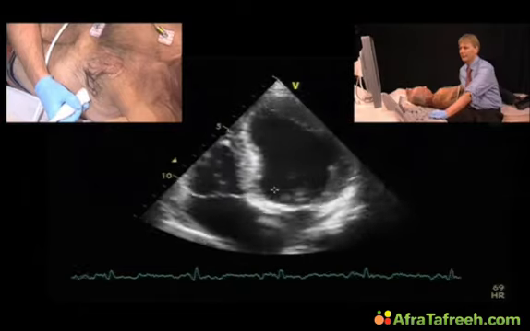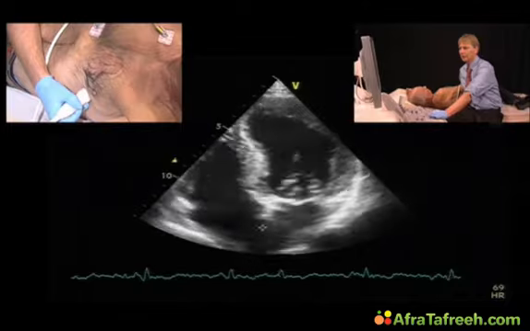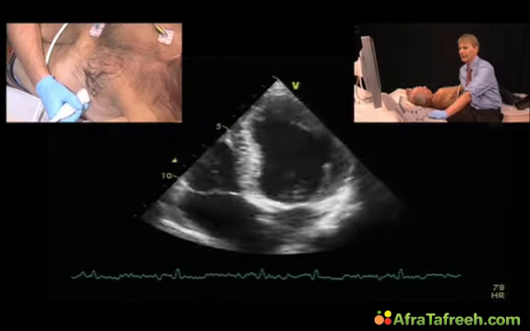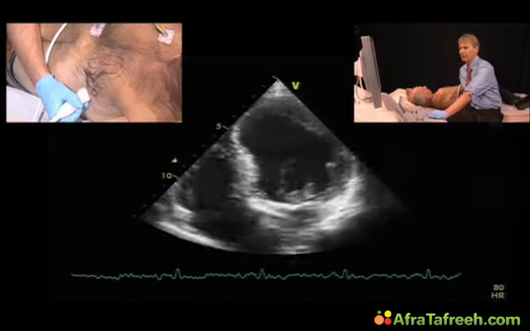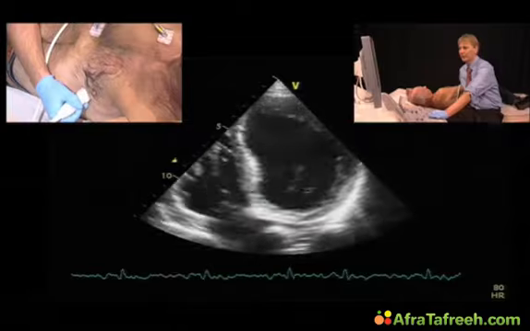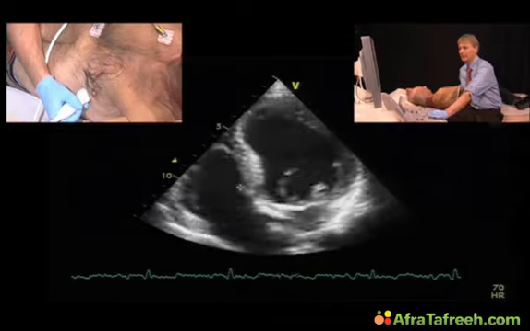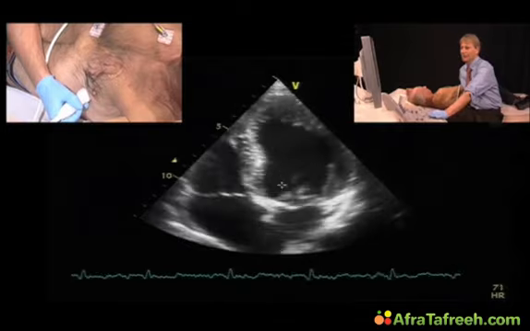You can notice that if you tilt the transducer downwards, you see the coronary sinus here, so we're in the coronary sinus view. So these are the basal inferior portions of the interventricular septum, and there is a wall motion abnormality here. However, the septum does still have a normal thickness.